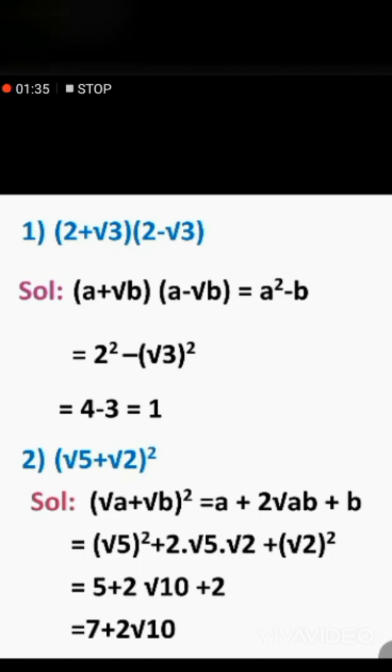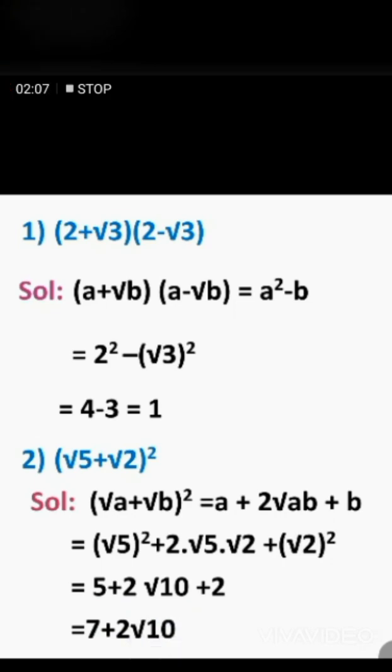Next example, root 5 plus root 2 whole square. This is in the form of a plus b whole square, which is a square plus 2ab plus b square. Now root 5 whole square plus 2 into root 5 into root 2 plus root 2 whole square. Root 5 whole square is 5, plus 2 into root 5 into root 2 is root 10, plus root 2 whole square means root 2 into root 2 is 2. Together 5 plus 2 is 7, plus 2 root 10.